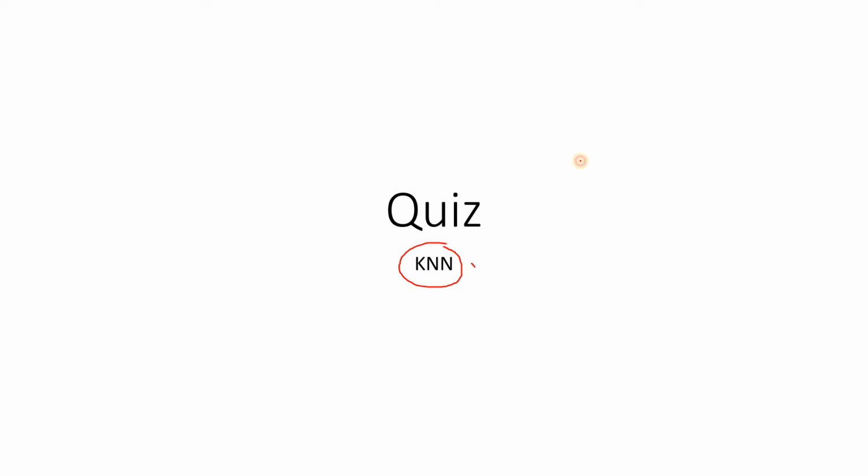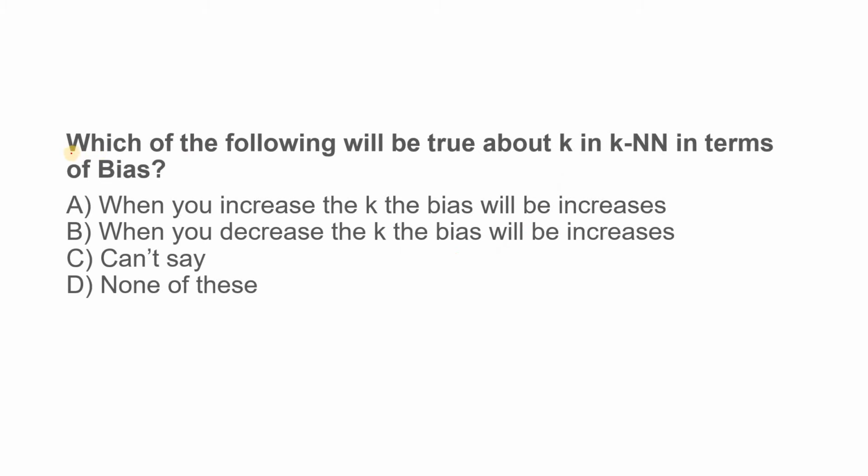I am going to discuss some important MCQ based on k nearest neighbor algorithm. So let us start with the first question. Which of the following will be true about k in knn in terms of bias? Option A, when you increase the k, the bias will increase. Option B, when you decrease the k, the bias will increase. Option C, cannot say. Option D, none of these. So obviously the correct answer is option A, right?